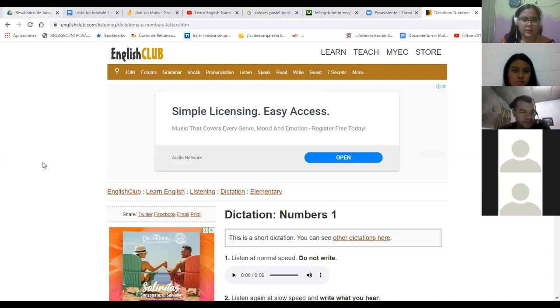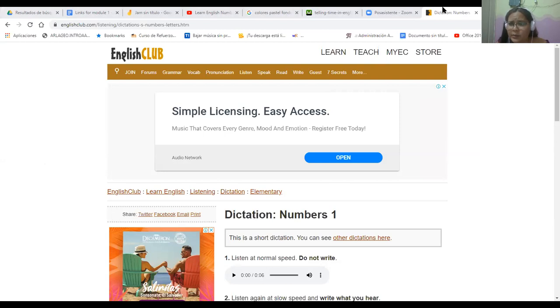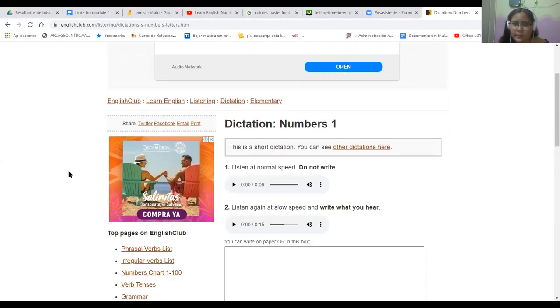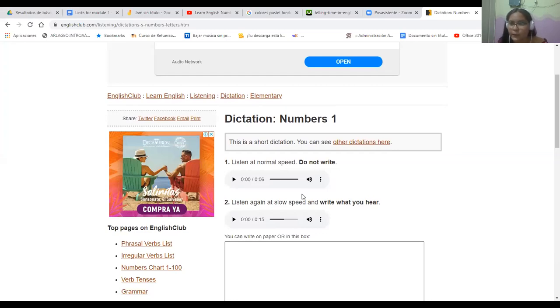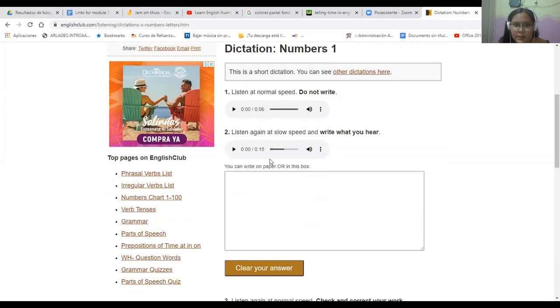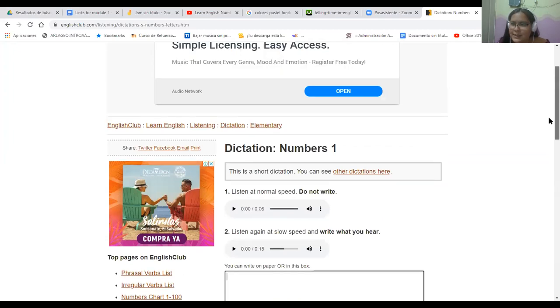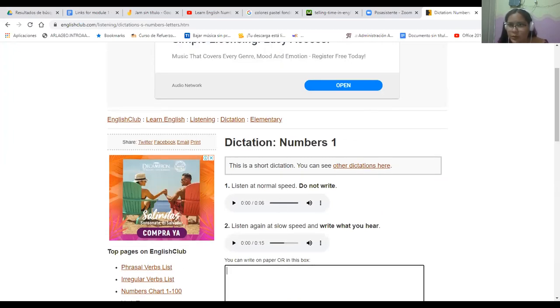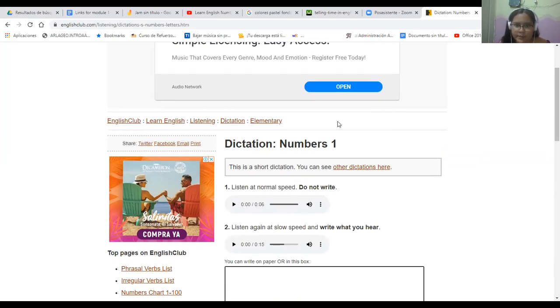Okay. So I'm gonna play the recording. You just complete the exercise. What you have to do is pretty simple. You have to listen to the person say some numbers in a full sentence, and you have to write. Here it says, you can write on paper or in this box. You can write a number or the quantity that you listen. So let's listen to number 1. If you want to use the chat of Zoom, that's okay too. I'm gonna play just 5 recordings.